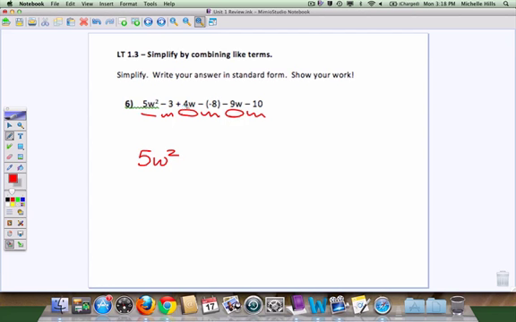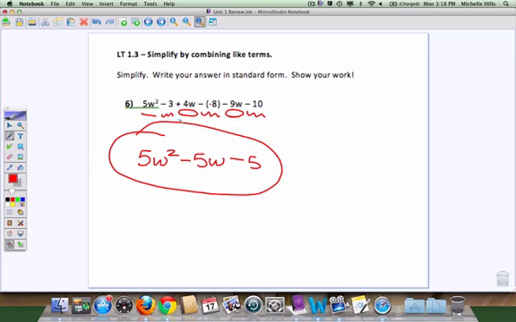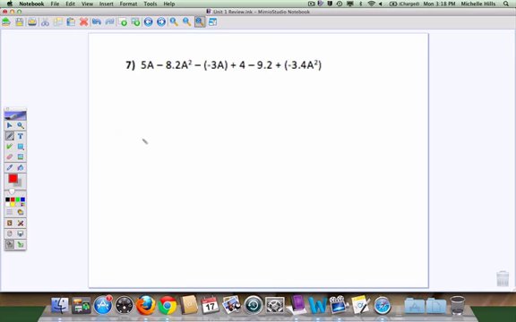For the w's, the coefficients, I have a positive 4 minus 9, and if I punch in my calculator, positive 4 minus 9, I get negative 5, so I write this as minus 5w. And then for my constants, negative 3 minus negative 8 minus 10, and I can punch it in my calculator just that way. And I end up with negative 5, so I write minus 5. Don't forget to circle your final answer, and don't forget to show this work on your problem.